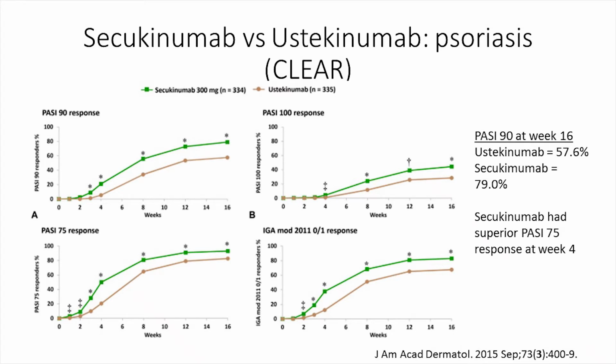The other thing is if we look at the early time points, because this graph is only 16 weeks, we can see what's happening. Weeks 0 to 4 aren't all bunched up like they are in our 52-week graphs. And if we look at that, we can see there's actually a superior PASI 75 response early at week 4. So these drugs work very quickly.